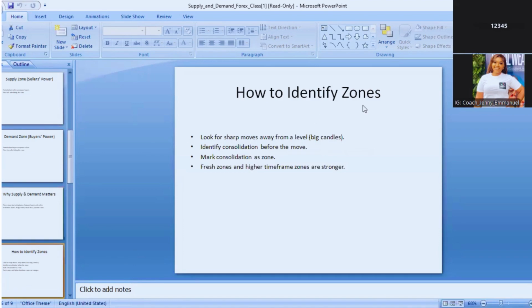Now, how to identify zones. Look for a sharp move away from a level. That's big candles. Then identify consolidation before the move. Mark consolidation as a zone. Fresh zones and higher time frame zones are stronger. For people that have been following my teaching series, or if you are in any of my classes, you always hear me say that higher zones are always better. I'm an intraday trader, so I always work with higher zones. Let me show you a simple example in the charts.